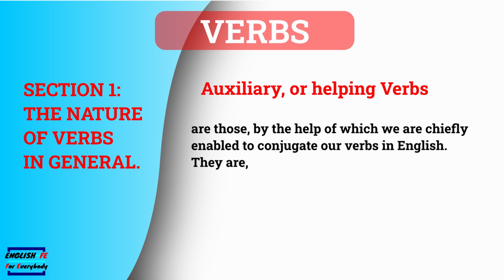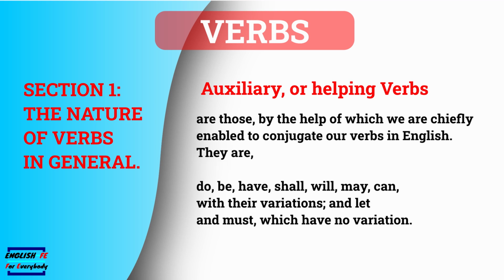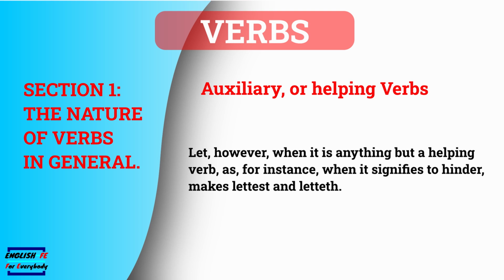Auxiliary or helping verbs, by the way, we marvel that the New Englanders do not call their servants auxiliaries instead of helps, are those by the help of which we are chiefly enabled to conjugate our verbs in English. They are do, be, have, shall, will, may, can, with their variations, and let and must, which have no variation. Let, however, when it is anything but a helping verb, as for instance when it signifies to hinder, makes lettest and letteth. The phrase this house to let, generally used instead of to be let, meaning in fact the reverse of what is intended to convey, is really a piece of comic English.